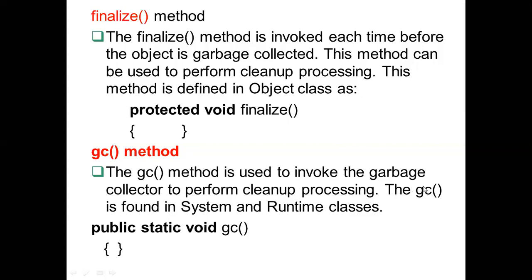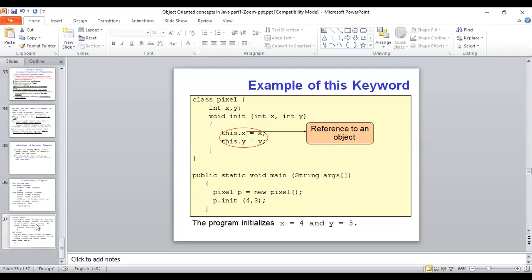The gc method is used to invoke the garbage collector to perform the cleaning up process. The gc method is found in the System and Runtime classes. The syntax is public static void gc. So you should know about these two methods, especially used with the garbage collector in Java. Explicitly it is not required to call this one. So this completes the topic of classes.